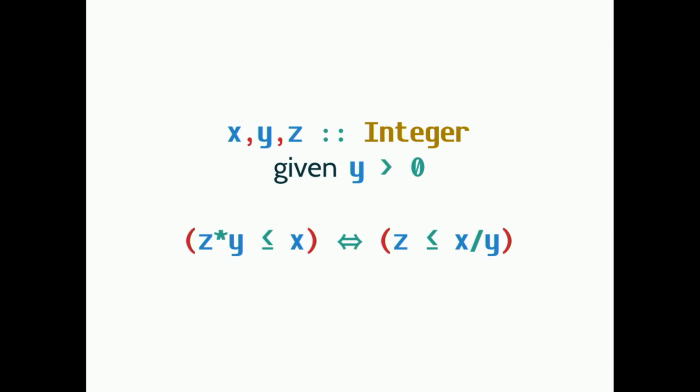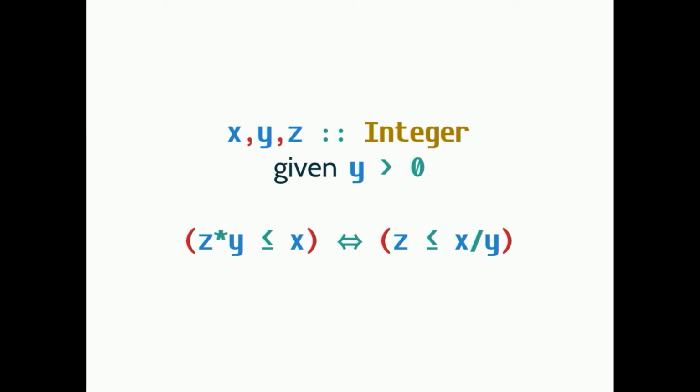Okay, so an example of an adjunction in this category is between multiplication and division. This is multiplication and division on the integers. So given three integers, x, y, and z, where y is greater than 0, we say that there's this isomorphism: z times y is less than or equal to x exactly when z is less than or equal to x divided by y. Okay, so that's a specification of what integer division actually is.